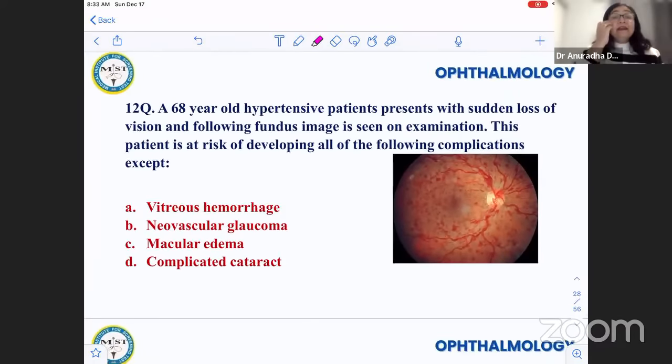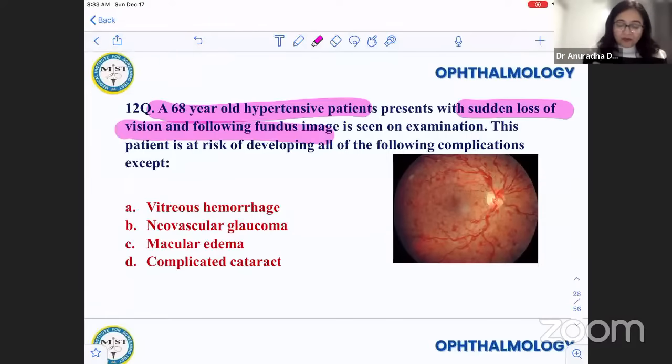A 68-year-old hypertensive patient. Again, a fundus image based question with clinical history. An elderly patient who is hypertensive presents with... very nice Dr. Khan, by Nd:YAG laser, you will do laser iridotomy. Very nice. I'm happy that you guys are able to connect your knowledge with whatever kind of question comes. A 68-year-old hypertensive patient presents with sudden loss of vision and the following fundus image is seen.